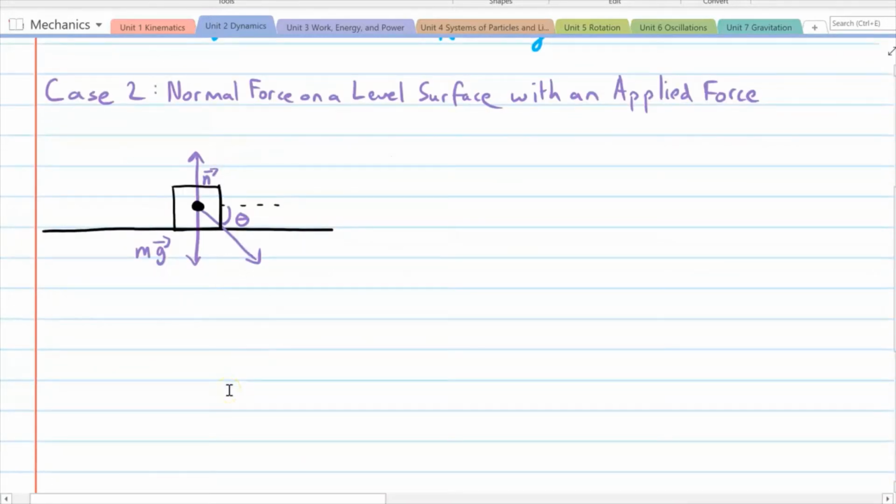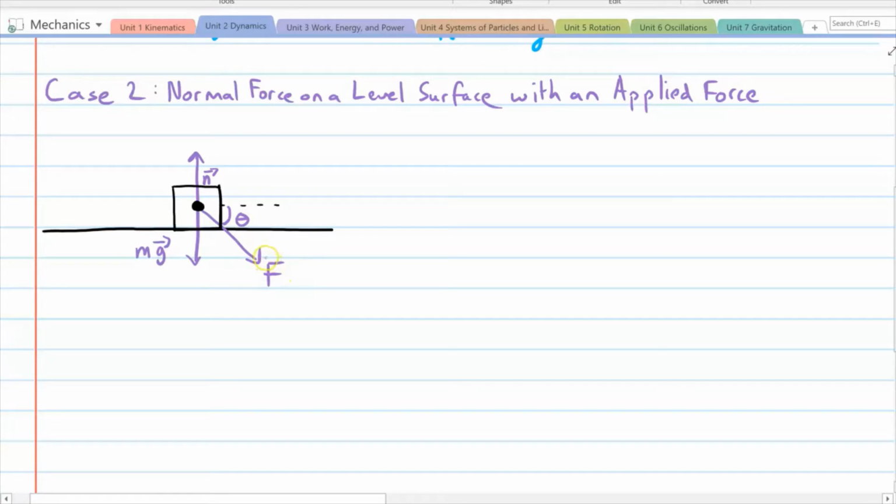Alright, here's our second case. Normal force on a level surface with an applied force. As you can see, right here is the applied force, and it's pointing downwards. So we just want to get used to this. I already drew the weight and the normal force, and we're just going to work with this applied force as well. The main problem here is that we want to break every force down into vertical and horizontal components, and this is not in vertical and horizontal.